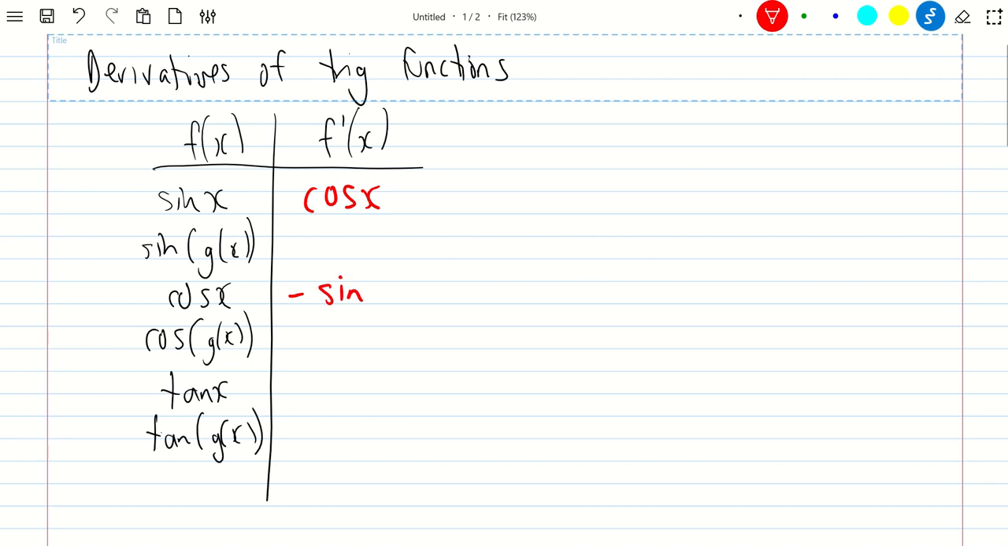So the derivative of cos x is negative sine x. That's a little bit harder to remember. Students always forget that one, so just be careful of that one. I'll tell you a way that I remember that in a second.